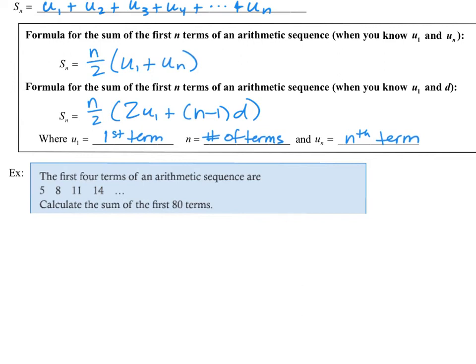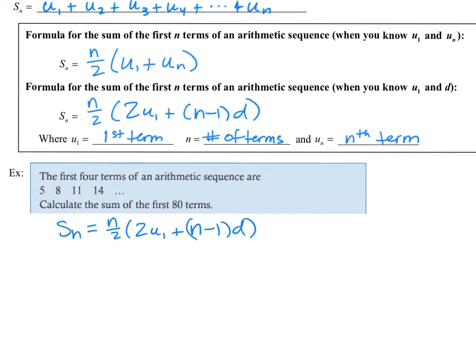We want to use the second equation when we know the first term and the common difference. So do we know the first term? Yes. Do we know the common difference? Looks like that common difference is 3. So we're going to use that second formula. Let's start by writing the formula down. S sub n, the sum of the first n terms, is equal to n divided by 2 times 2 times the first term plus n minus 1 times the common difference.